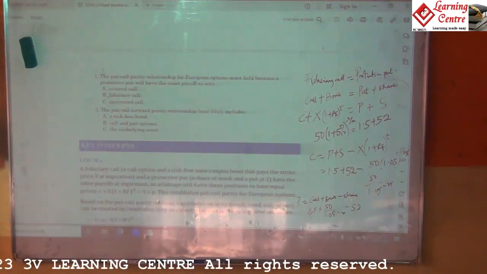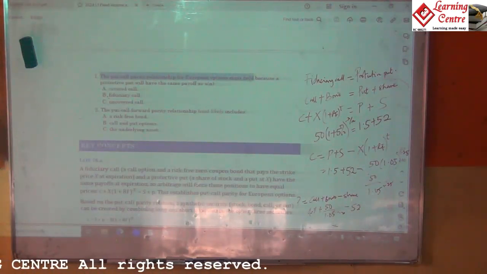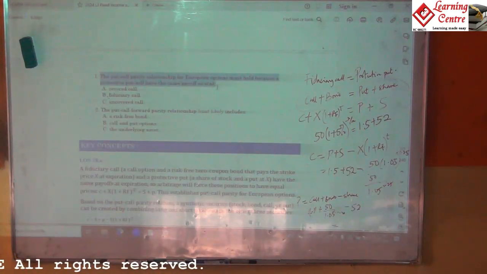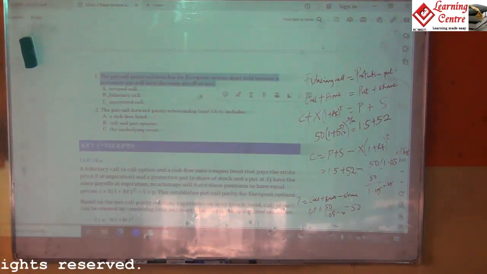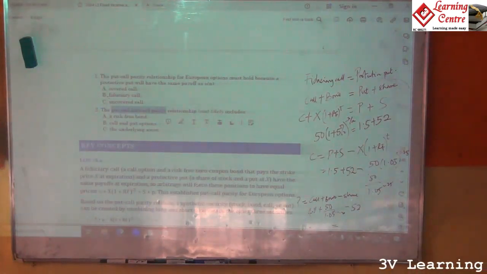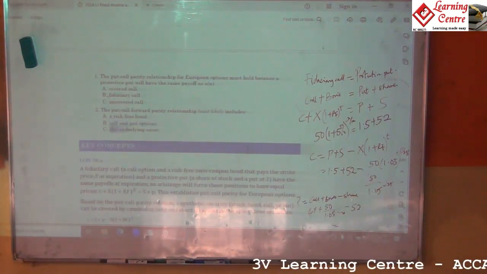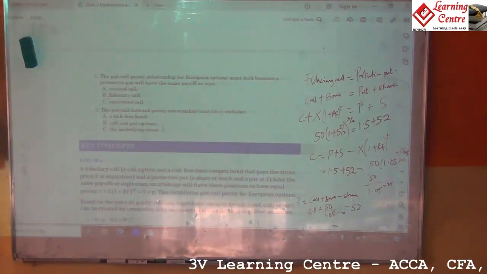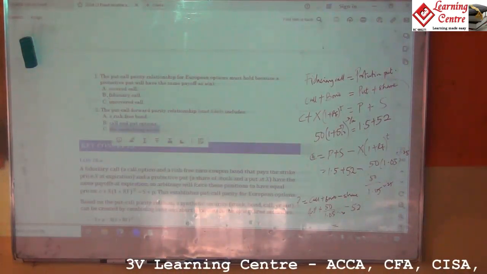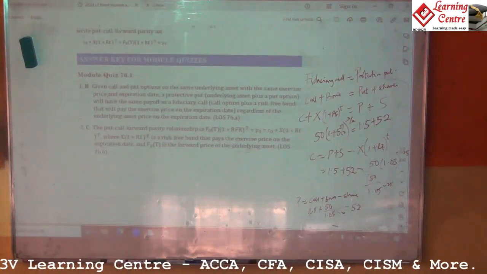Okay, so this first question says the put call parity relationship for European options must hold because a protective put will have the same payoff as a fiduciary call. Then the put call forward parity relationship, this likely includes what? This is the one we just did now. Risk-free bond, call and put option, and then underlying assets. So the answer is underlying asset because we have replaced the underlying assets with the forward. So as simple as that.